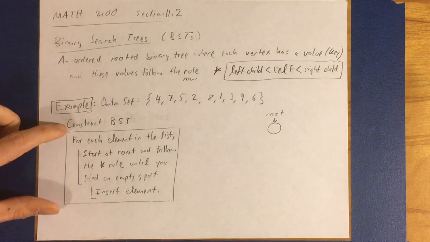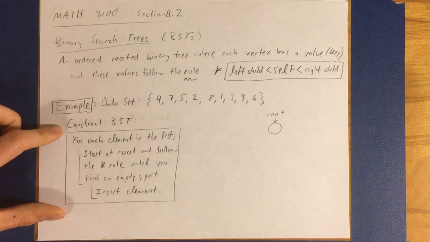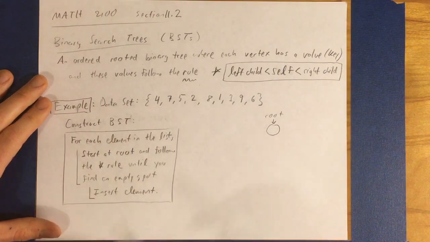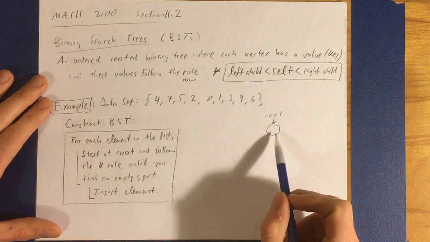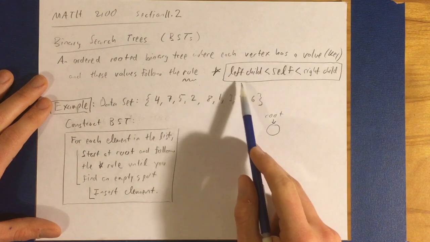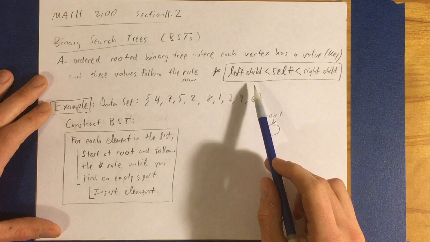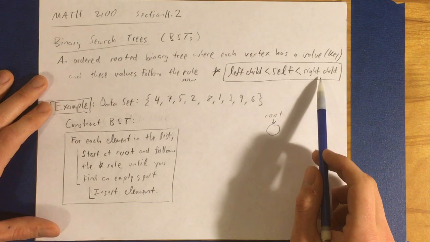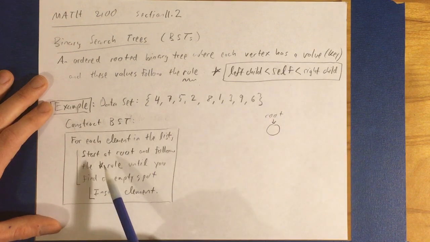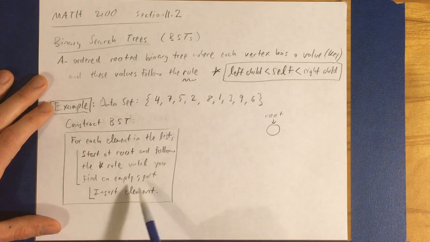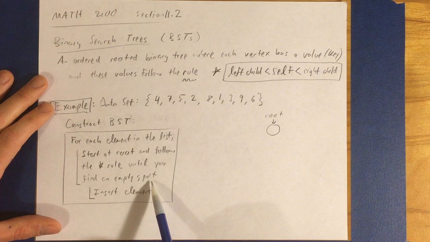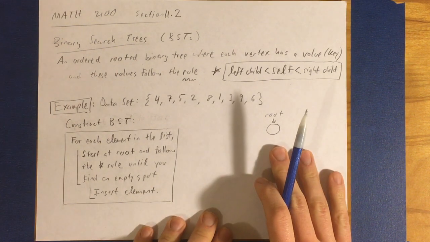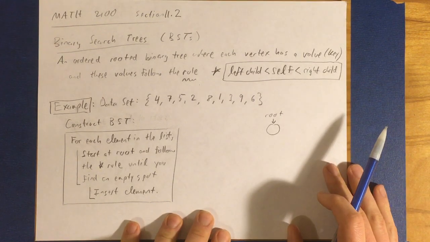In order to construct our binary search tree, we're going to do the following algorithm. For each element in our list, starting at the root of our tree, we're going to follow the star rule, that the left value is less than the value of the vertex itself, which in turn is less than the right child value, until we find an empty spot. When we find that empty spot, we'll insert our element. Our tree starts off being empty. We haven't inserted any of the elements into the tree.